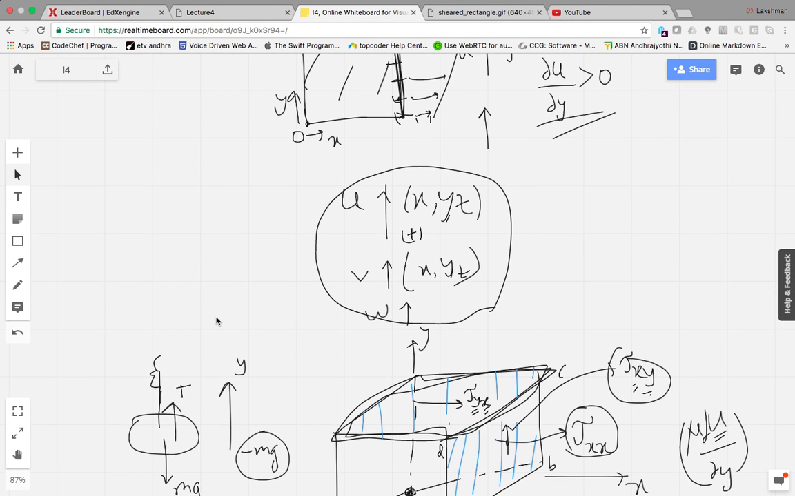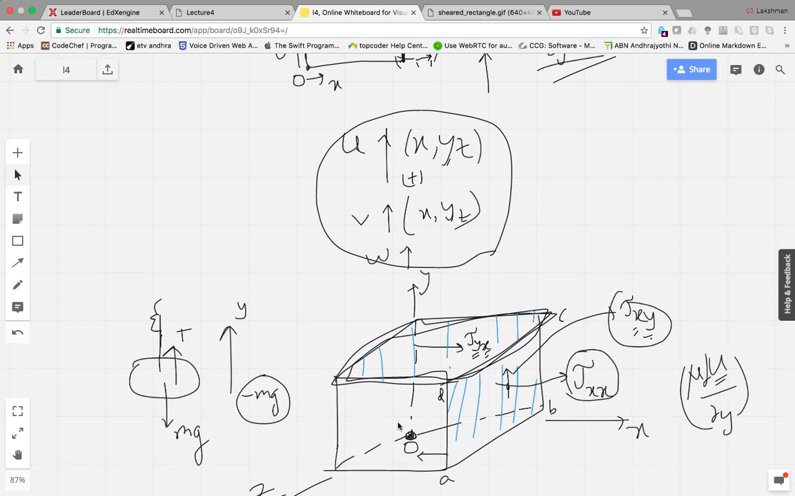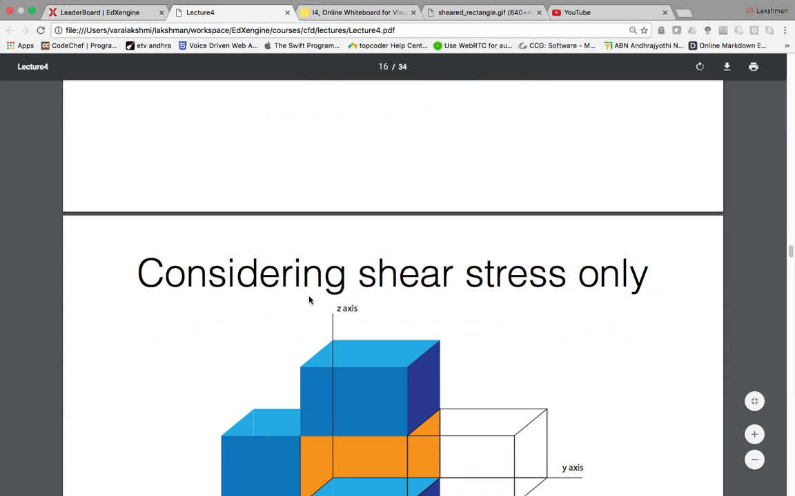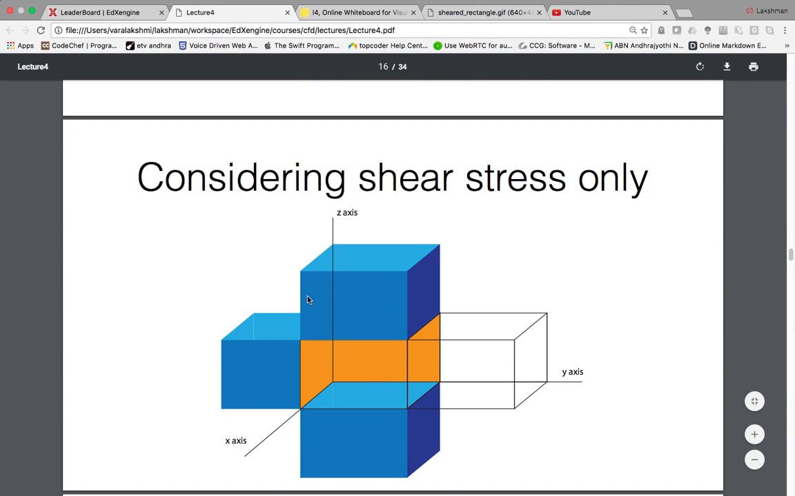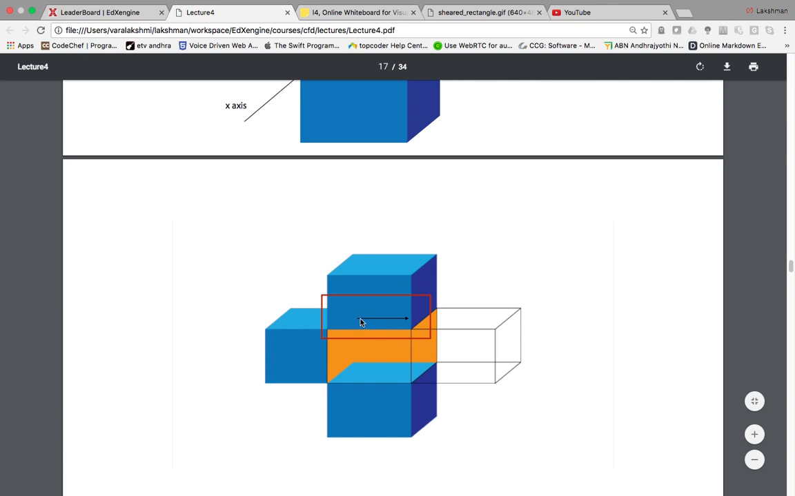Okay, so now we talked about velocity, we talked about the convention for the stress tensor, and we talked about the signs that we are going to use for the velocities. Earlier we considered pressure force on this particular body. Now we are going to consider shear force. Here we are considering shear stress only.